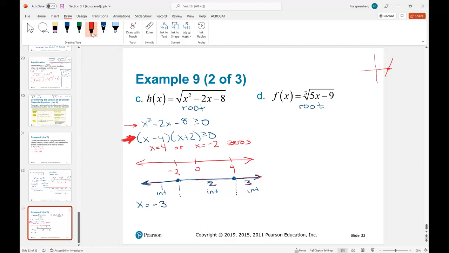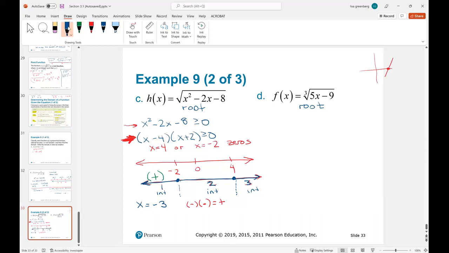then -3 minus 7, that's a negative number. Let's see. So this is a negative number times, well, x plus 2. When I plug in -3, I get -1. So that's also a negative number. Negative times a negative is a positive. So from -infinity to -2, I get a positive number, which is greater than or equal to 0, right?